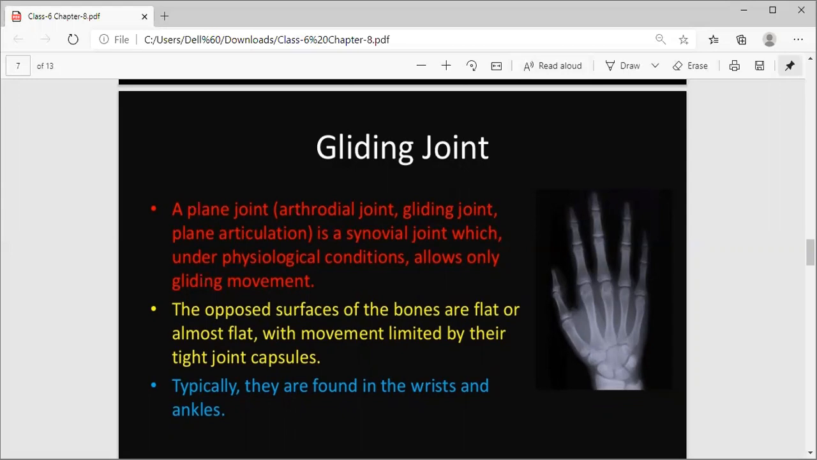Children, you can see how the movement of the wrist takes place, only in one plane, and even in the fingers. In the diagram, you can see the joints present in our fingers and in the wrist. These types of joints are known as gliding joints. So these were the movable joints: first we discussed the ball and socket joint, hinge joint, and after that the pivotal joint and gliding joint.